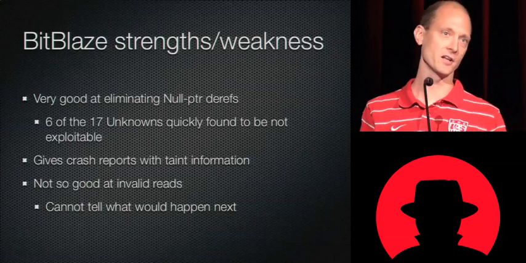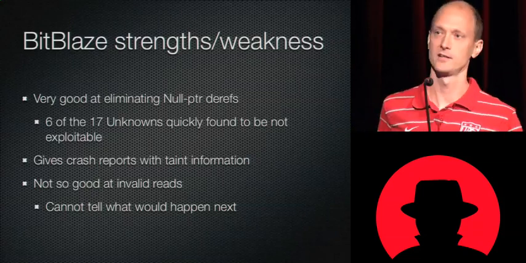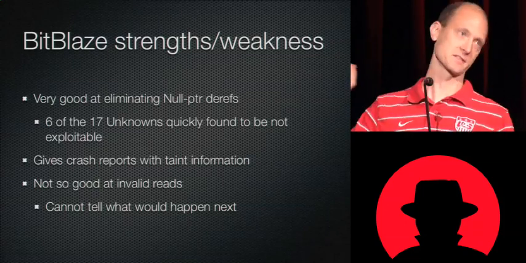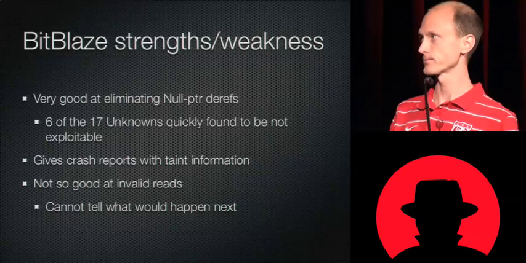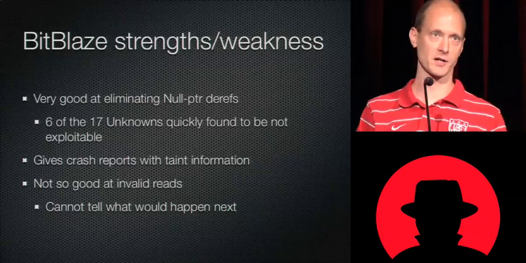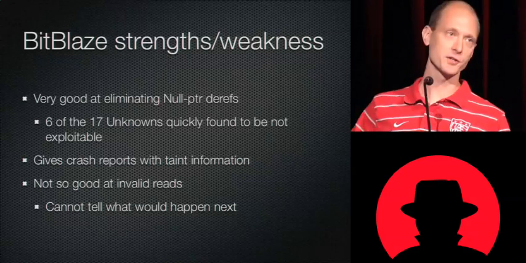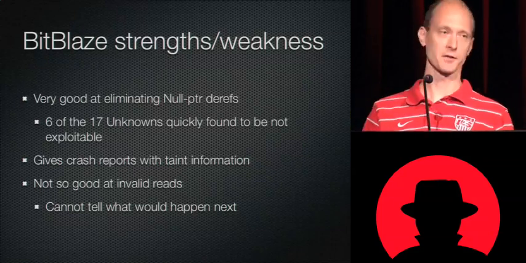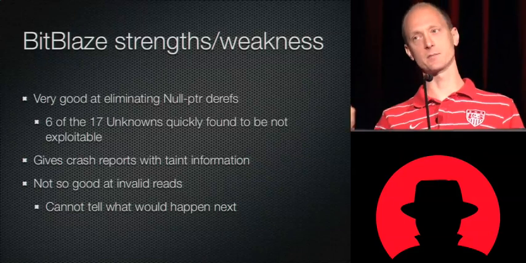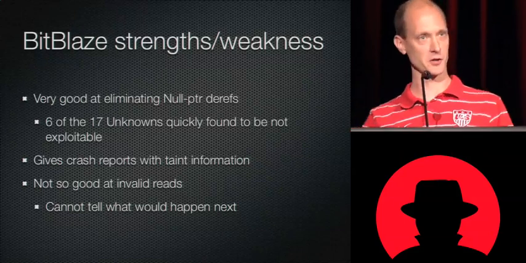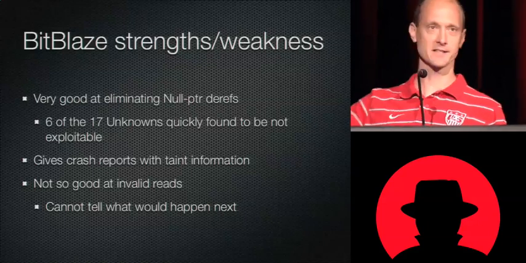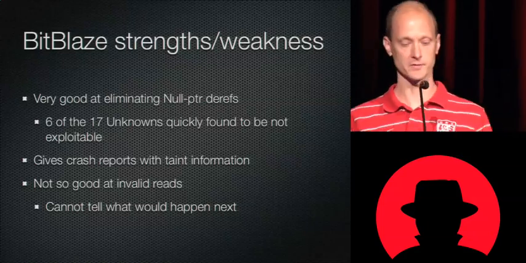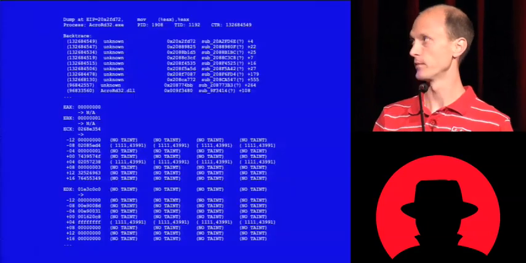So of those 17 unknowns that !exploitable found, you can, with BitBlaze, in just a matter of a minute, throw out 6 of them. So 6 of them for sure are not exploitable. So it does give crash reports with taint information. It's not so good at invalid reads. Why is that? Well, there's nothing exploitable about an invalid read, but sometimes if you were to fix things up a little bit, it goes on a little bit and then maybe there's a write or something. But the problem is that's in the future. You might be able to use Vine or something, but the tracing component at least doesn't tell you about the future. So there's some things it's good at, some things not so good at.